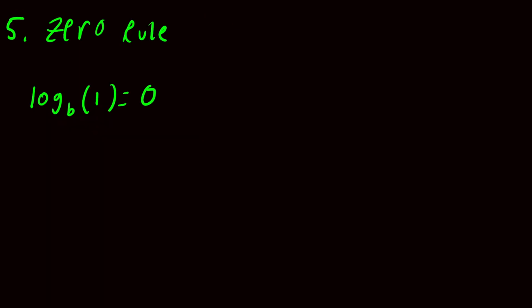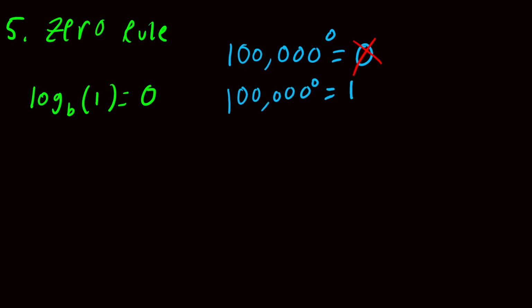the zero rule. Alright, if you remember, quick pop quiz: if I give you 100,000 to the 0 power, what would that be? 0? If you said 0, that would be wrong. It would actually be 1. Now, it's a little bit confusing, right? We'll do a quick aside, okay? I'll show you guys why.